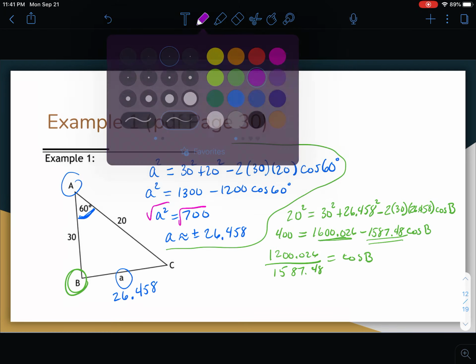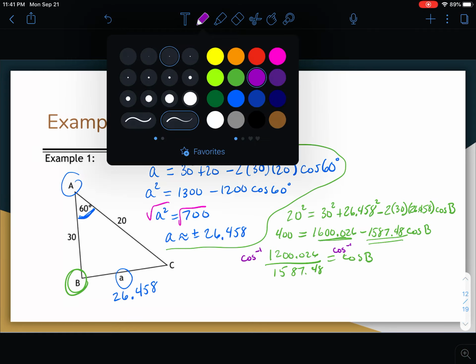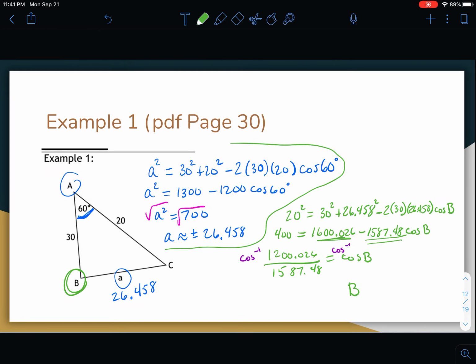Now, we don't want cosine of B, we want just B. So we are going to take the inverse cosine of both sides. This undoes that cosine and leaves us with just a B. So when I calculate this, B is approximately equal to 40.893 degrees. So that would be our B, 40.893 degrees.